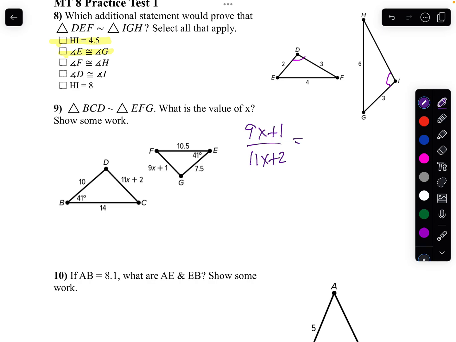Let's pick another side. I'm going to go 7.5. You could go 10.5, but I'm going to go 7.5. And so GE corresponds to BD, and BD is 10. And then what we'll do is we'll solve this equation. Let's multiply both sides by 10 times 11x plus 2.